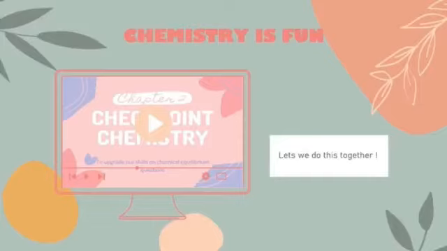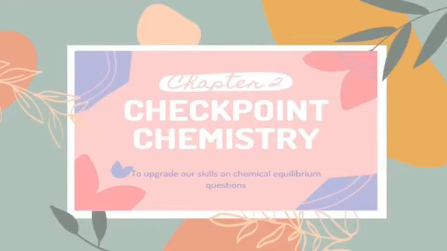So for One Day One Question, today we are going to do a checkpoint of the chemistry subject on chapter 2. Our objective is to upgrade our skills on chemical equilibrium questions. So let's do this together. We will focus on chemical equilibrium questions. For today, we will focus on checkpoint number 1, 2 and checkpoint number 3.